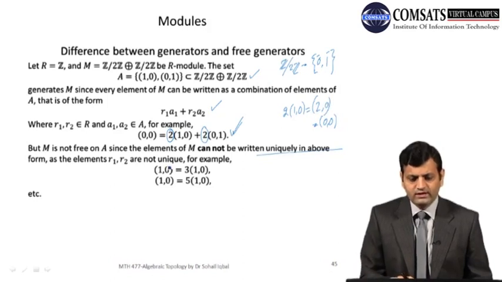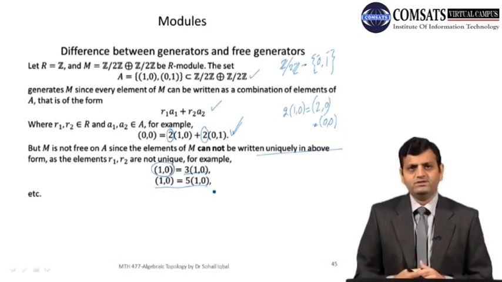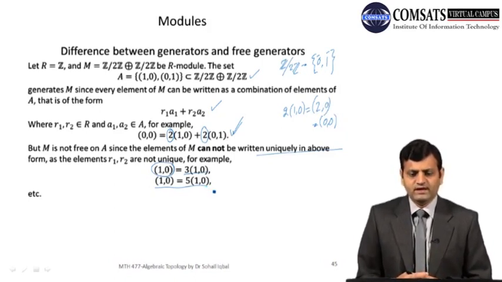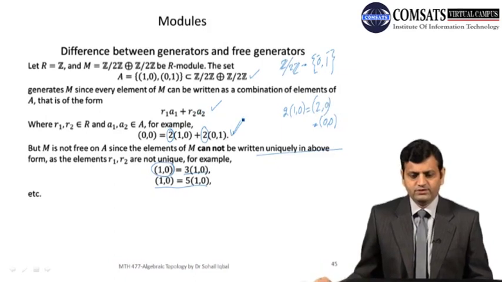For example, I can write (1,0) as 3 times (1,0). Similarly, I can write (1,0) as 5 times (1,0). So the expression of (1,0) is not unique, and there do not exist unique r1 and r2, elements of the ring, which in this case is Z. They are not unique integers such that these elements of M can be written uniquely as r1 a1 plus r2 a2. So that's the difference between finitely generated modules and free modules.